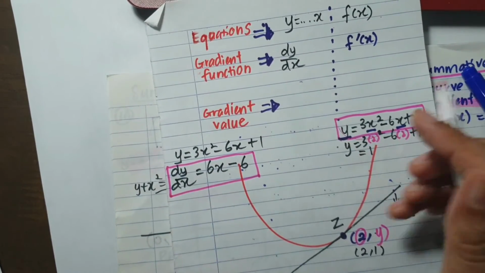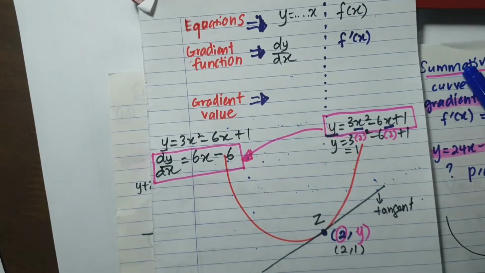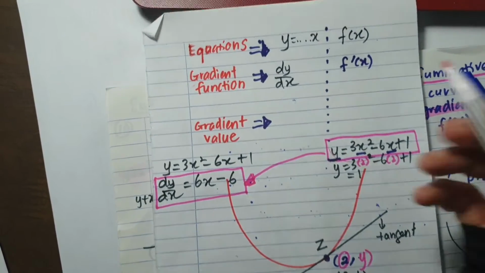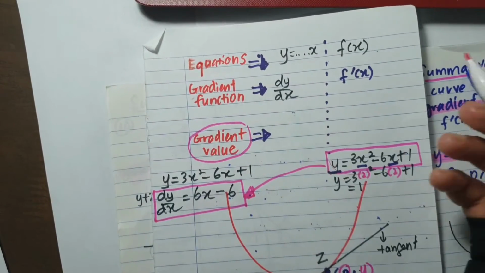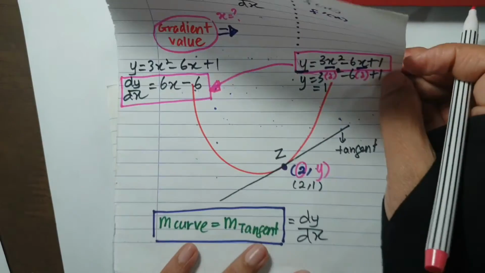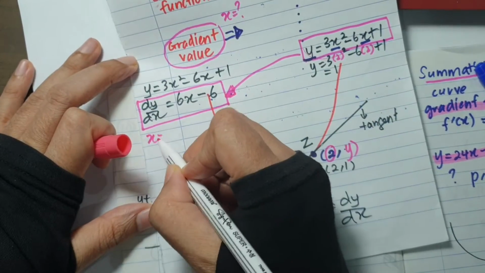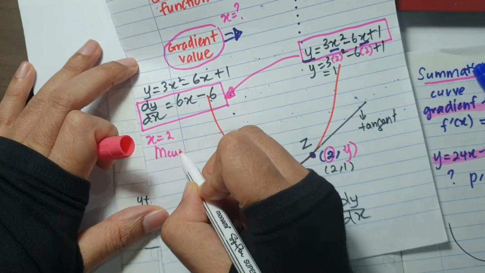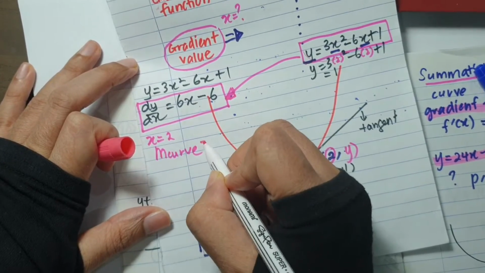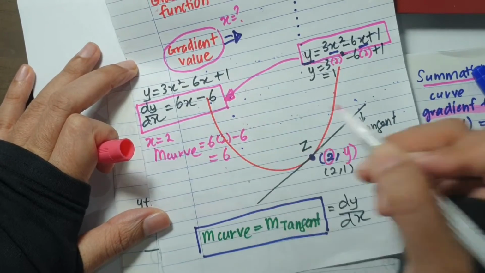So this is the gradient function of this curve. Okay, alright. So now, how to find the gradient value? To find the gradient value, always substitute the x coordinate at that point. So here you have x as 2. So when x is 2, the gradient of the curve is given by 6 times 2 minus 6, which becomes 6.